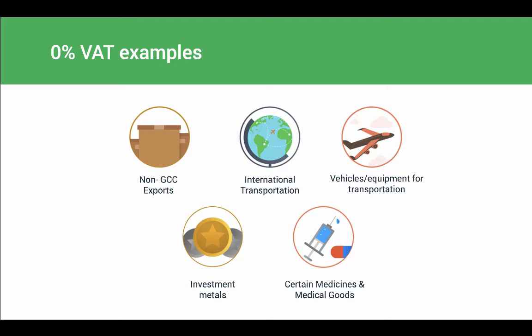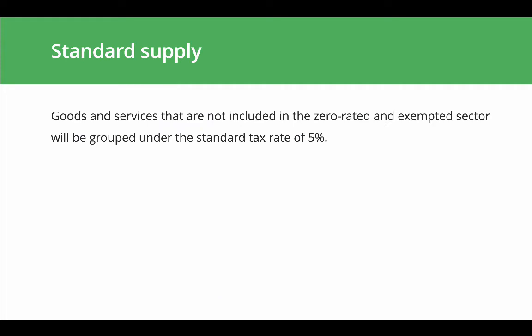Now this brings us to an important point to be noted. Businesses involved in supply of zero-rated goods and services will not be entitled to claim tax on the sales, but they can deduct their input VAT and claim refunds for the tax paid on purchases. However, businesses involved in exempt supplies cannot collect VAT on sales, and they are not entitled to claim refund on the tax paid on purchases. Goods and services that are not included in zero-rated and exempted sectors will be grouped under the standard tax rate of 5%.